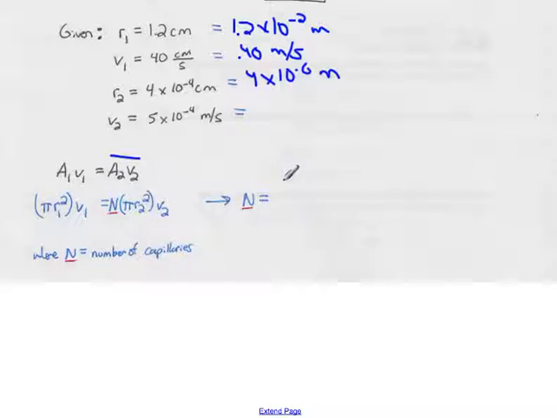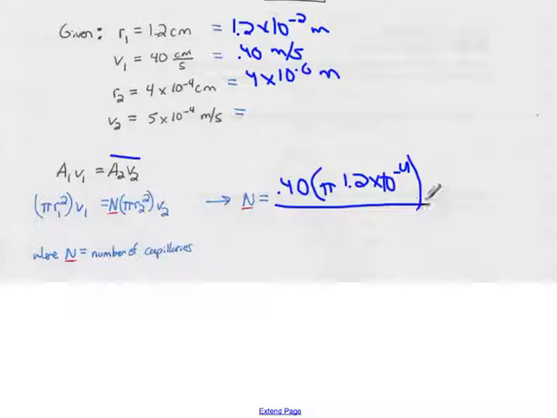So just plug in your numbers. v1 pi r1 squared, so v1 is 0.40, then we've got pi, and r1 was 1.2 times 10 to the negative second. And we have to square that, so what is that? 10 to the negative second squared, multiply those exponents and you get negative 4, right? Or put squared in your calculator, no big deal.